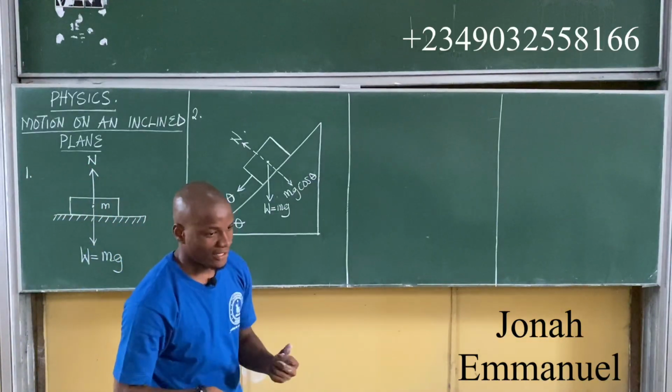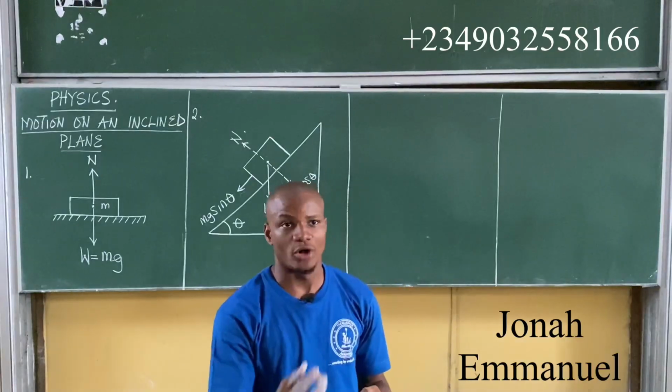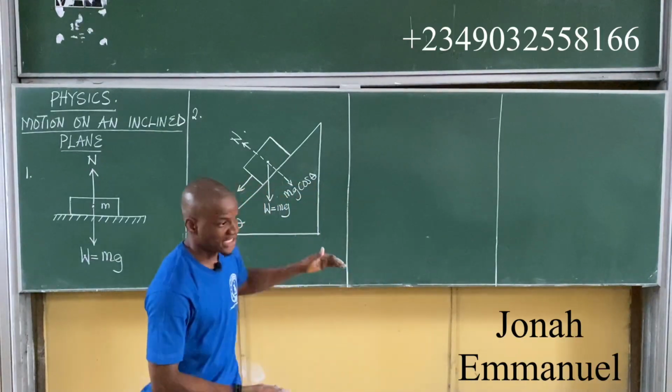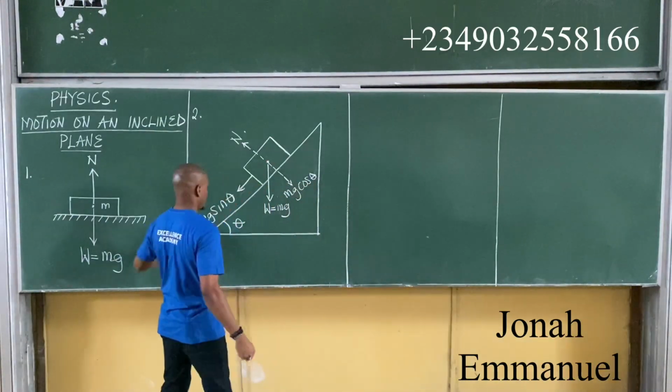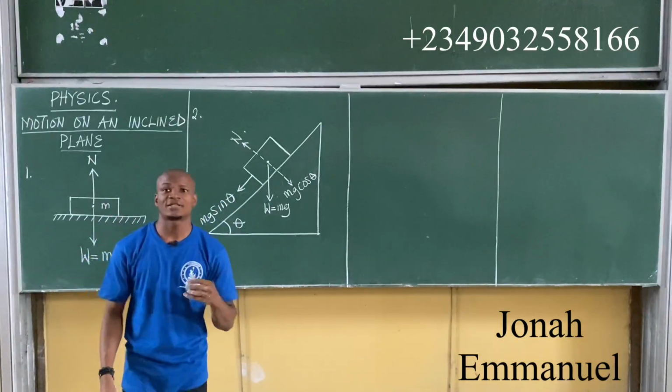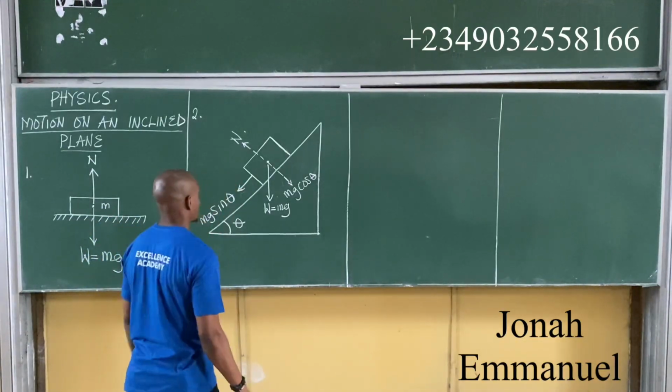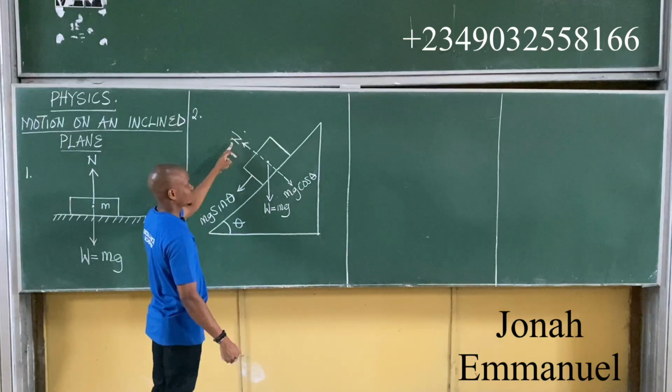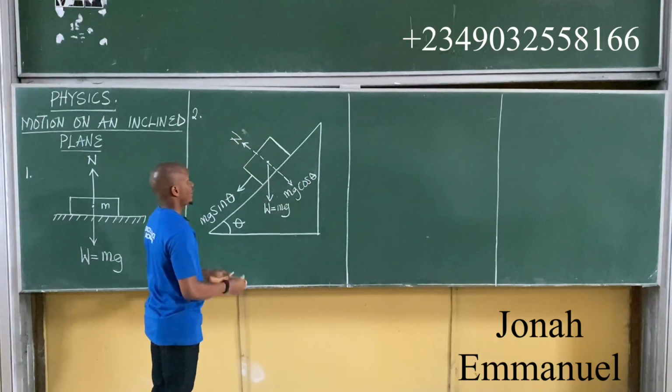So what's your pick there? Number one, weight acts downward. Number two, the force responsible for this motion is mg sine theta. I think these are the two most important. And then you have N here.